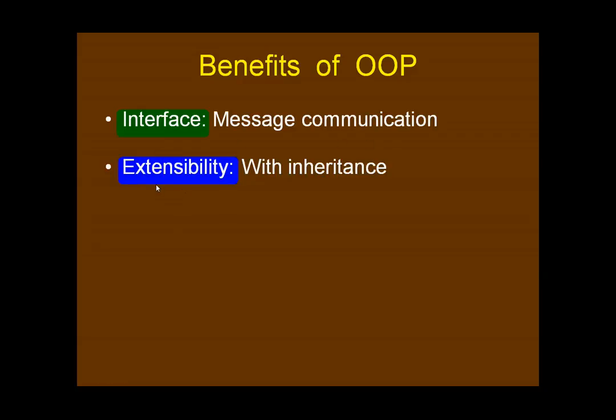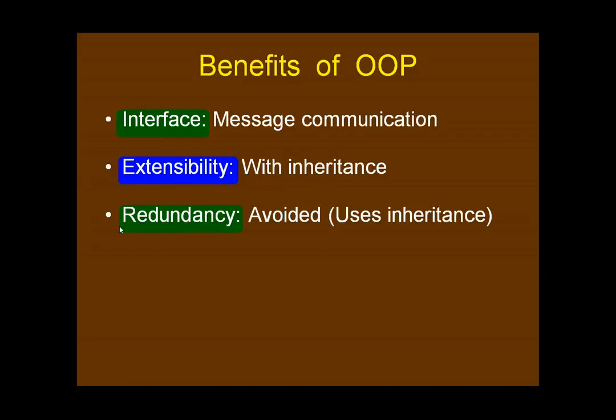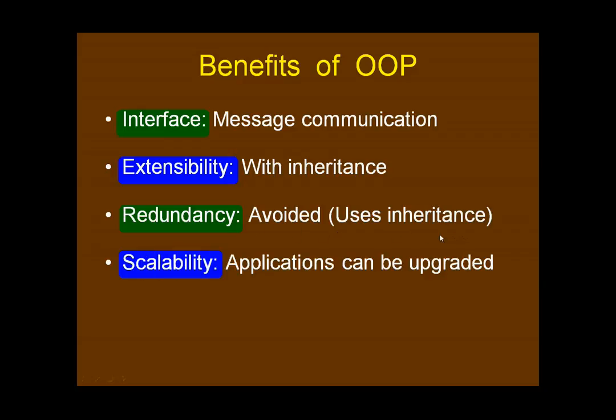And the next one, it is extensibility. Code extensibility can be achieved using inheritance. So inheritance is the process of creating new class. Using such inheritance, what we are achieving? We are achieving extensibility. Next, we can even avoid redundancy. Redundancy means duplication. Such duplication of code can be avoided using inheritance.